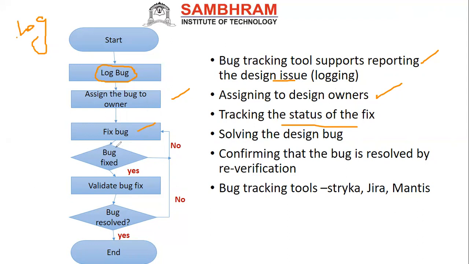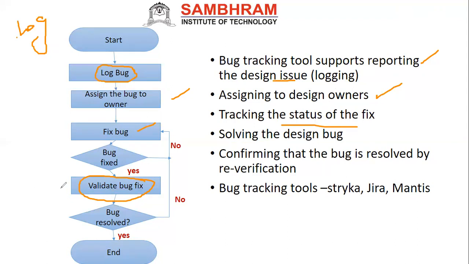When the bug is fixed, we go for validation. If the bug is not fixed, what happens? Again we have to send it to tracking, and as before, we have to fix the bug.